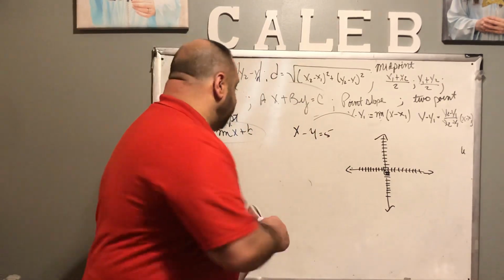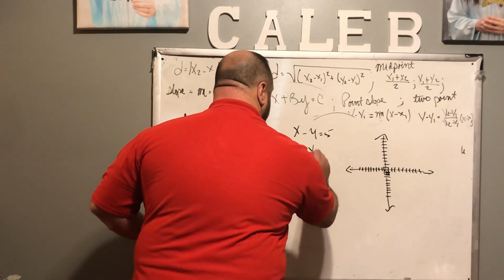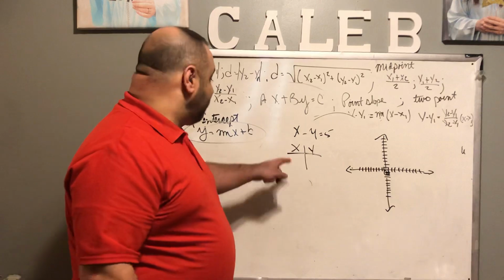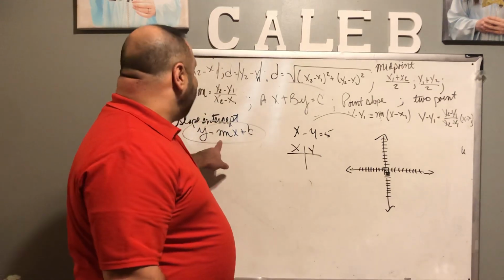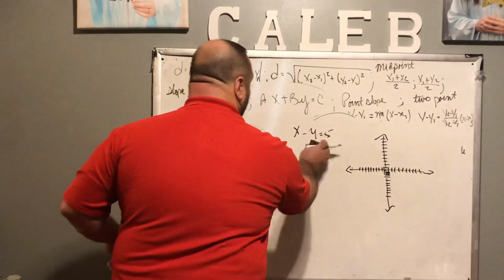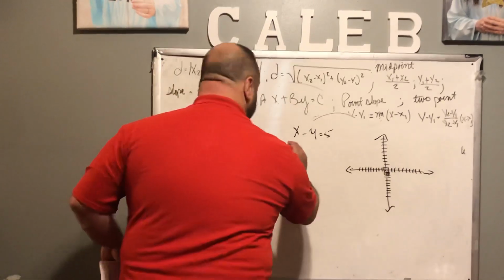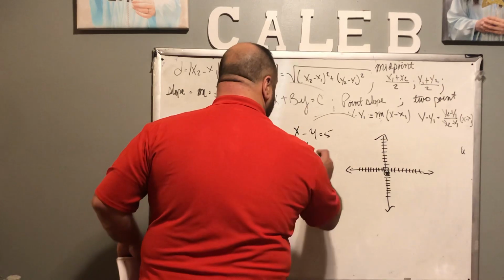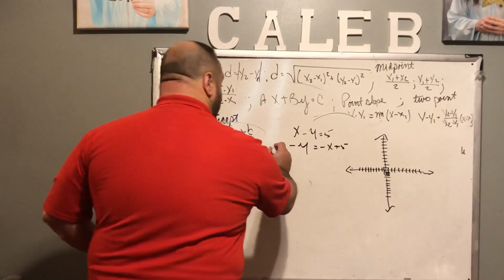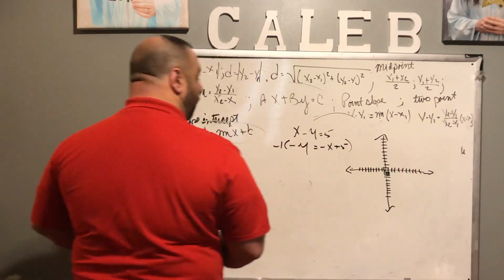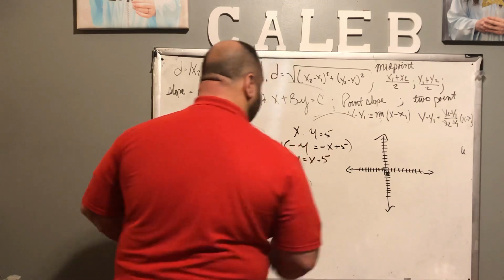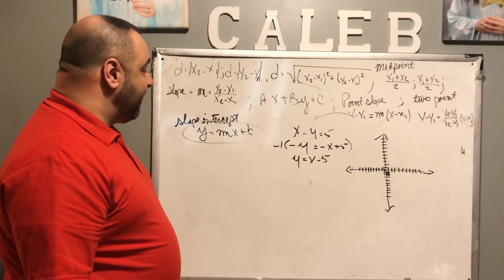Again, we could just simply do the table method as well. So it's still the same method, but this could take a little longer. So the y-intercept is just a quicker way to find out what our coordinates are. So let's change this here. So negative y equals negative x plus 5. We're going to multiply everything by negative 1. So y equals x minus 5.